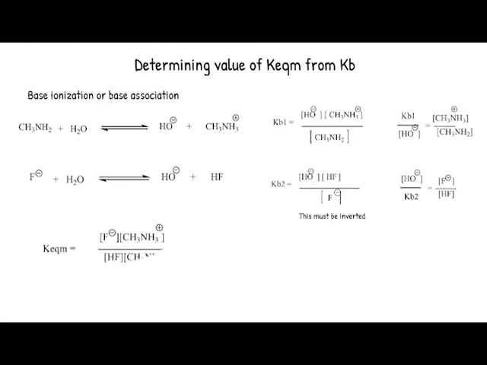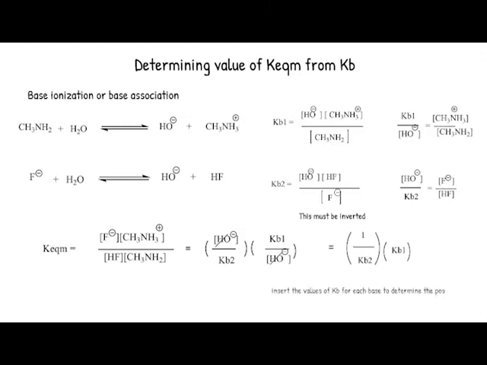Then write the K equilibrium expression and substitute the Kb and hydroxide ion concentration for the base and its conjugate acid concentration. By canceling the hydroxide ion concentration, the final mathematical equation is a ratio of Kb1 to Kb2.